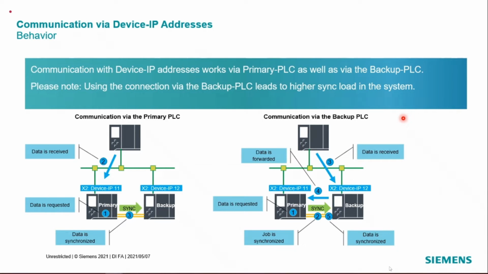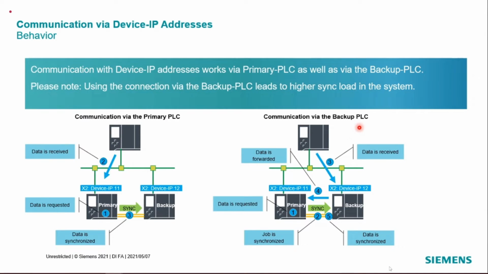Another possibility of connecting is the device IP, and in this case the device IP is basically the individual IPs to be configured. Whenever we are using a device IP, the synchronization time becomes more, because communication happens between the primary and the other PLC: data is requested, data is received, and the third part is the data synchronization.